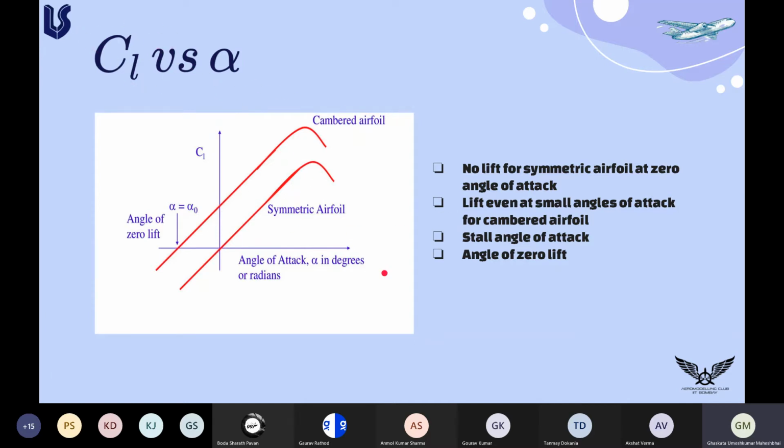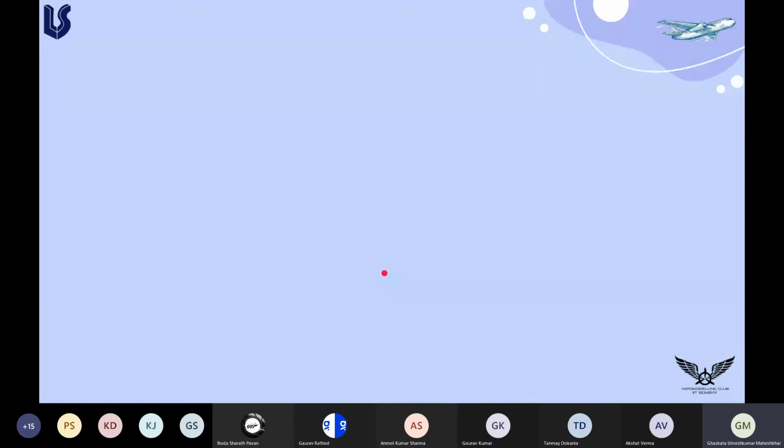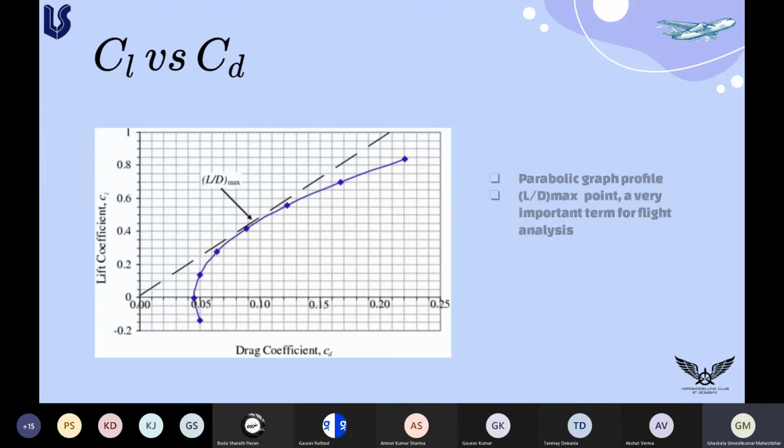I hope it's clear. The next is the CL versus CD curve. The first thing to note is the parabolic relation. CL and CD are related in a parabolic relation. Okay, so we can see that CD is increasing at a higher rate than CL. So basically, CD is proportional to CL squared, which we will look at in a subsequent slide.